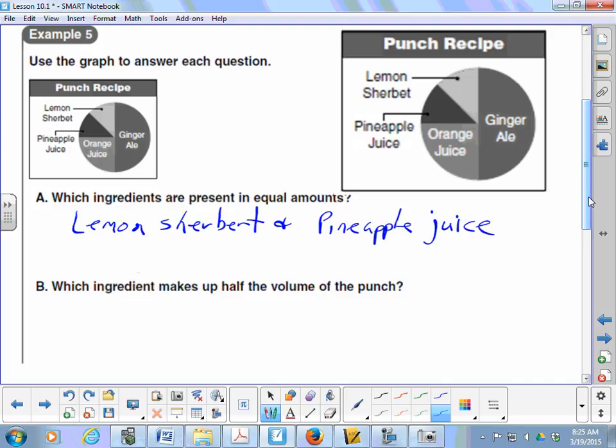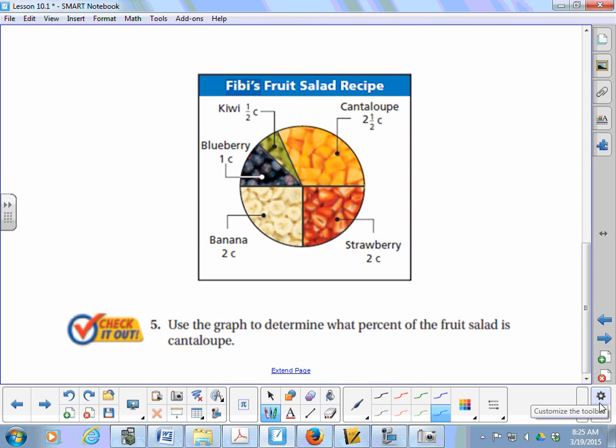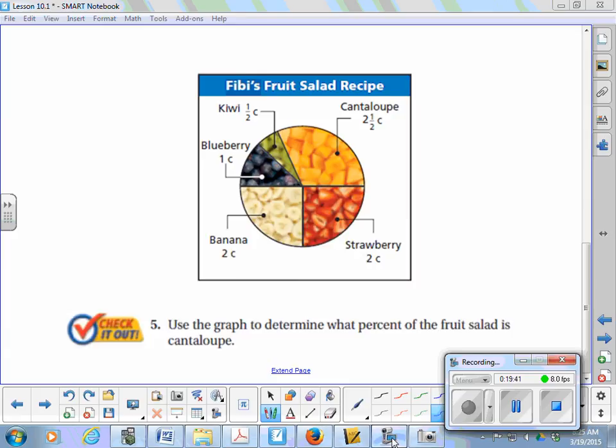I do. All right, which ingredient makes up half the volume of the punch? All right. Definitely orange juice. Okay. All right. Good old ginger ale. All right. Do your parents give you ginger ale when you don't feel good? Yeah. Hmm? No. Okay. All right. Very fizzy. Okay. That's right. That's what it is. Vernors. All right. We're almost there. One more.